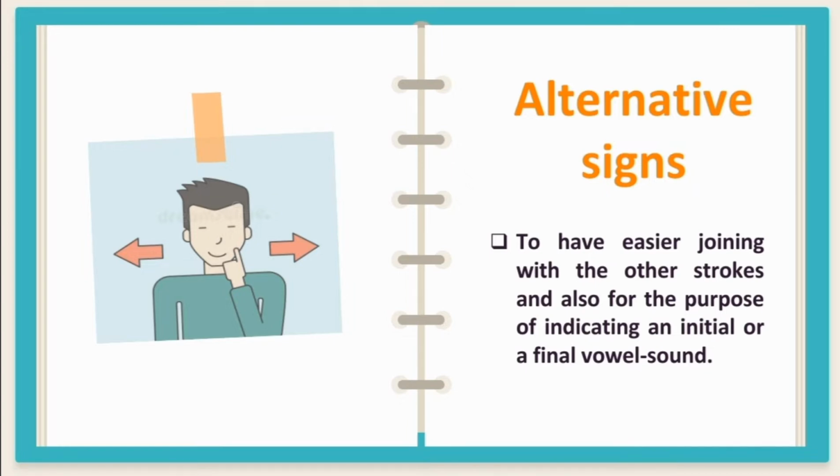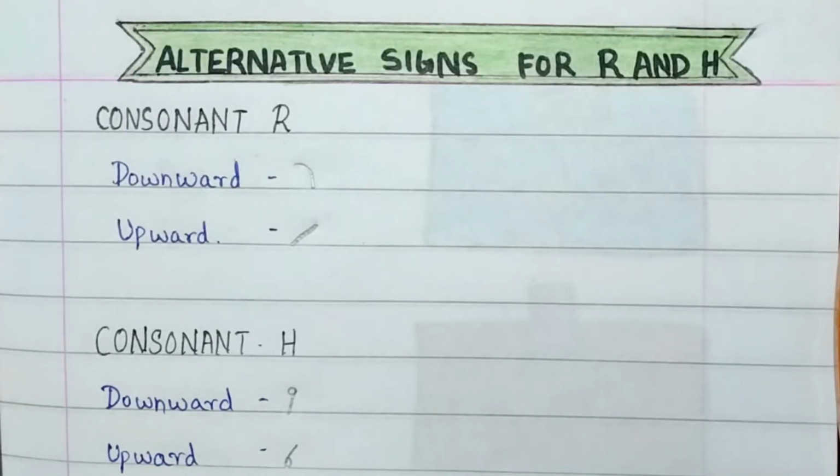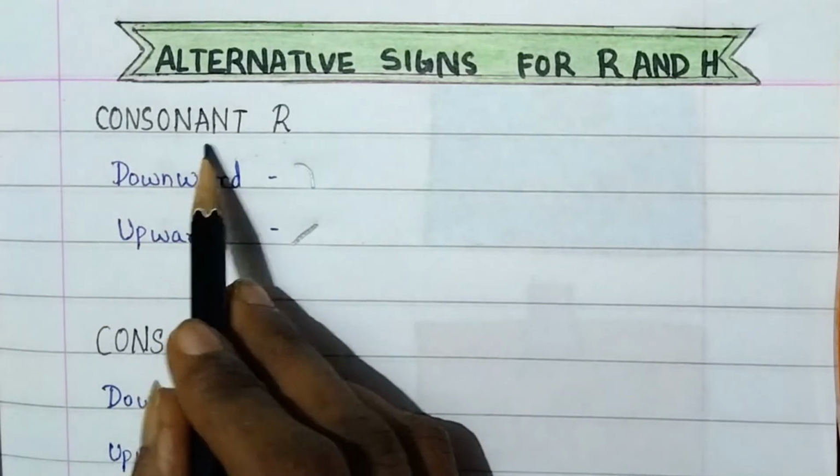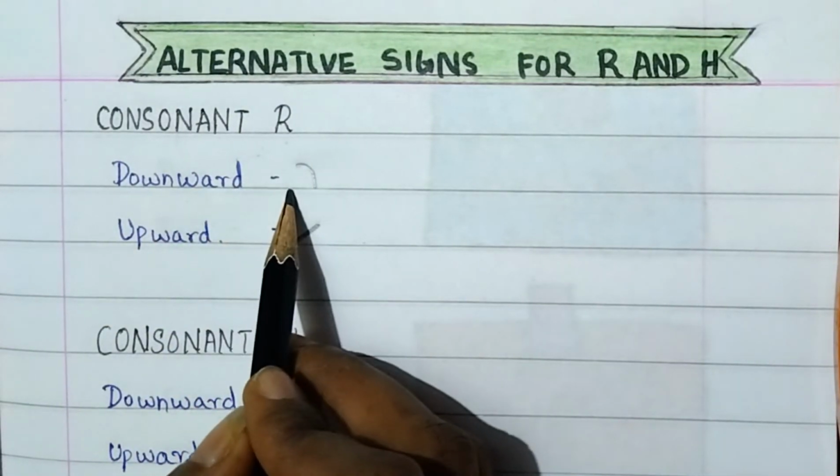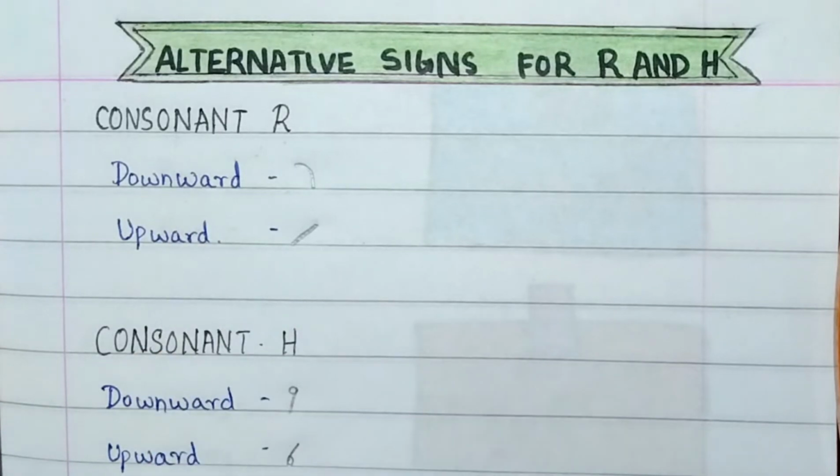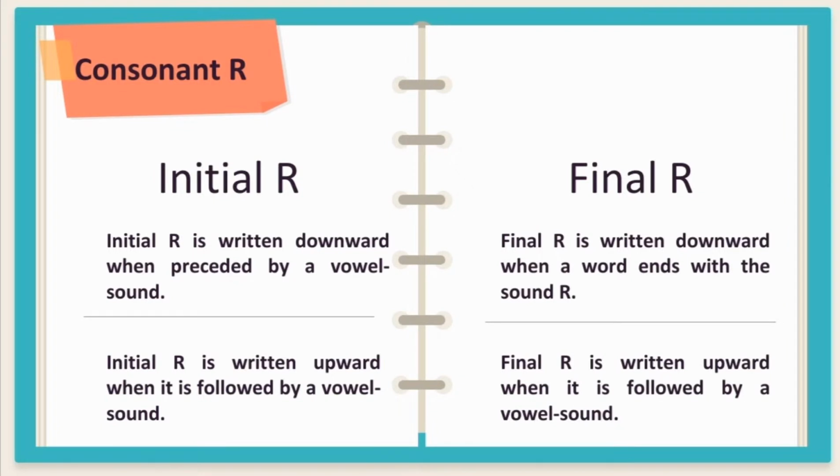First, we'll see what are the alternative signs of R. For consonant R, we have one upward stroke and one downward stroke. Let's see when we have to use the downward R and upward R. For easy understanding, I classified this into initial R and final R. Initial R is when a word has R sound at the beginning of a word, and final R is when a word has R sound at the end of the word.